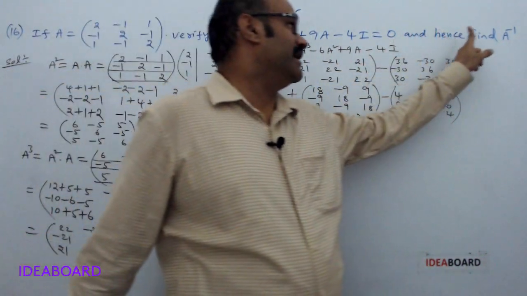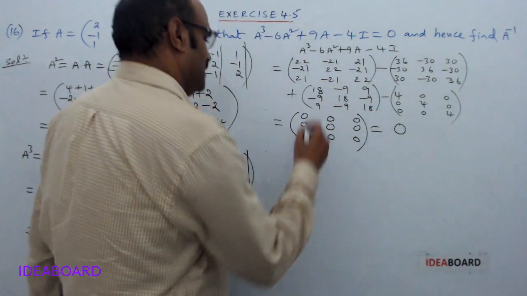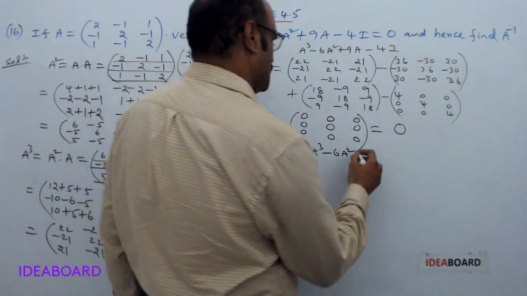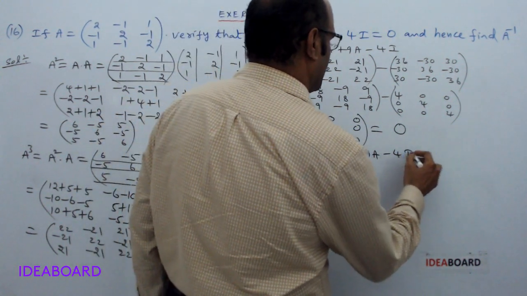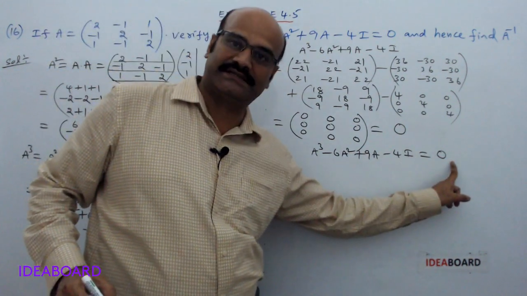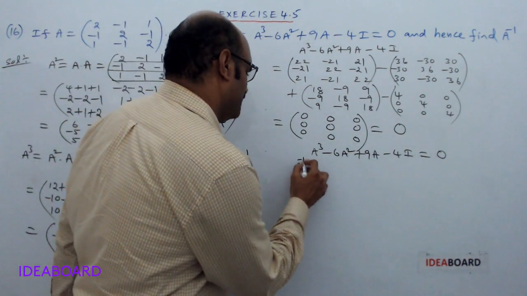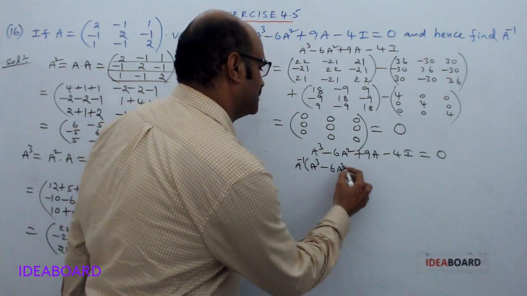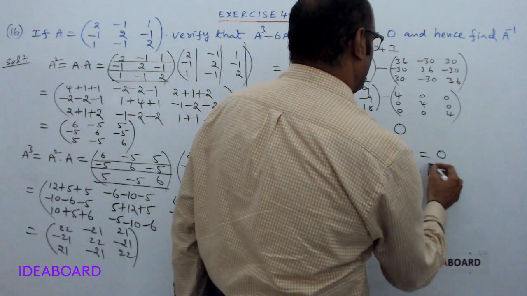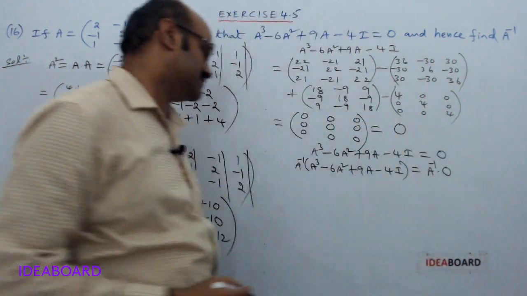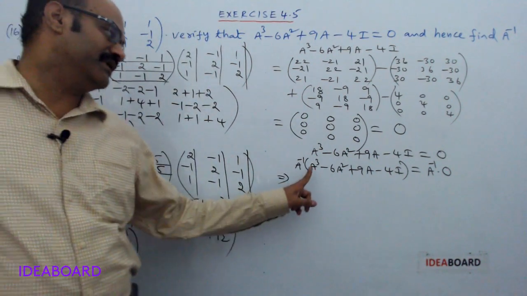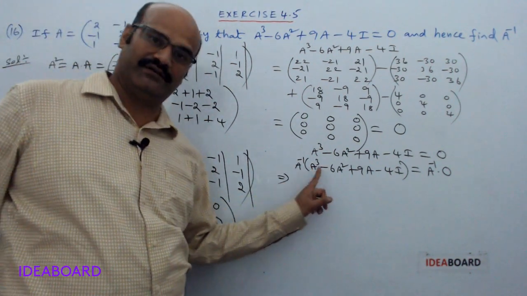Now we have to find A inverse. A cube minus 6A square plus 9A minus 4I equal to null matrix. Pre-multiplying by A inverse, then A inverse into (A cube minus 6A square plus 9A minus 4I) equal to A inverse into null matrix. So A inverse into A cube can be taken as A into A square.